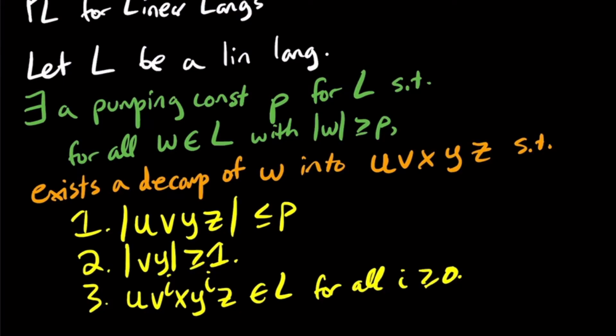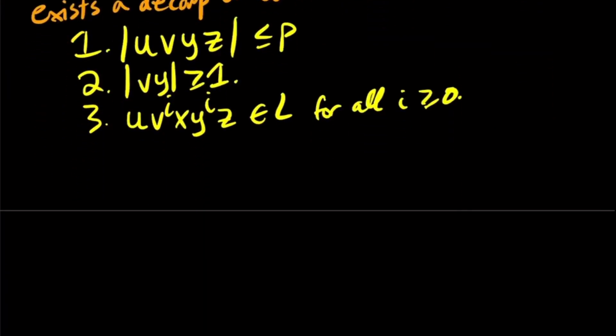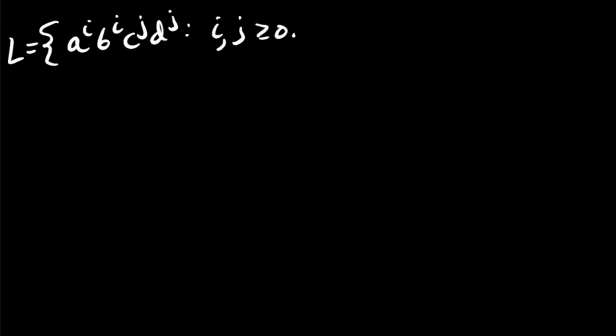Okay, so let's go ahead and do an example of showing some language that's context-free, but not linear. So I'm going to have a language here, let's call it L, which is going to be a to the i, b to the i, c to the j, d to the j, such that i and j are at least 0. And I claim that this is context-free but not linear.